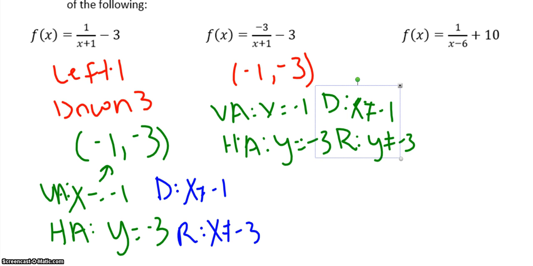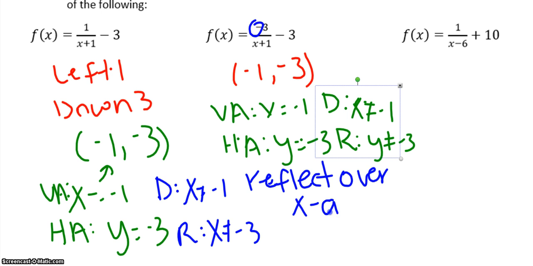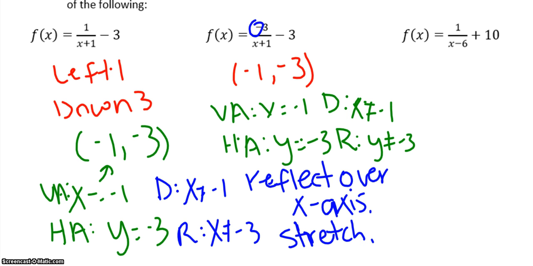Alright, now let's do our transformations. I have a negative up top, so I'm going to reflect. My pen is really not working. So reflect over the x-axis. Alright, my a is 3, which is greater than 1, so I'm going to stretch. Then I'm going to go left 1 and down 3.